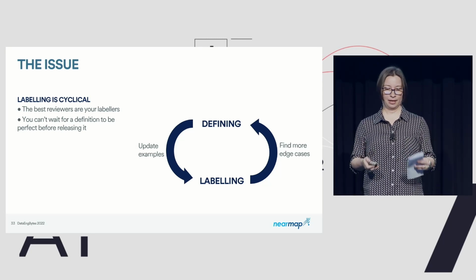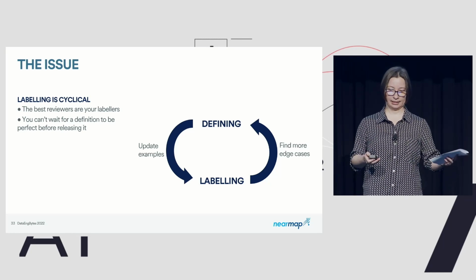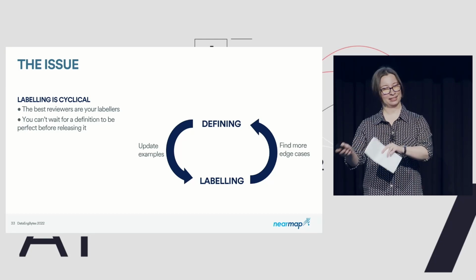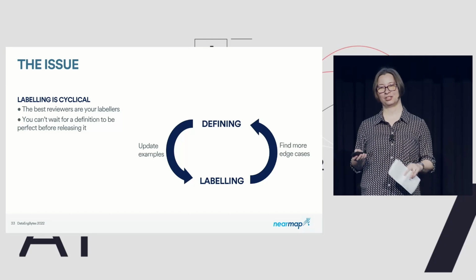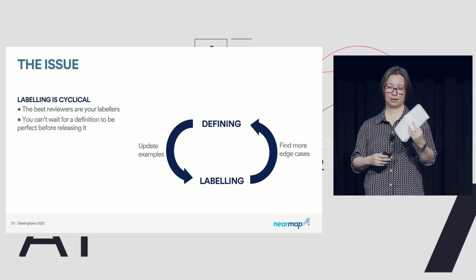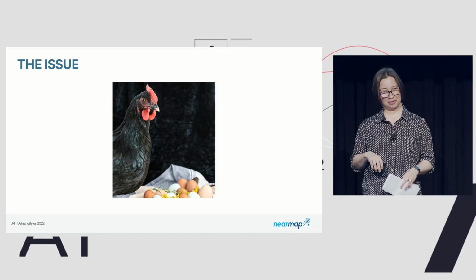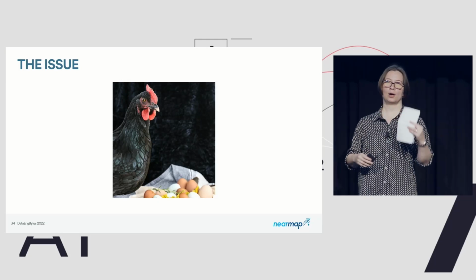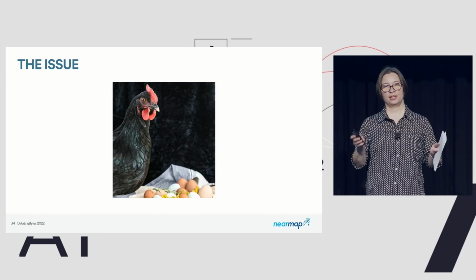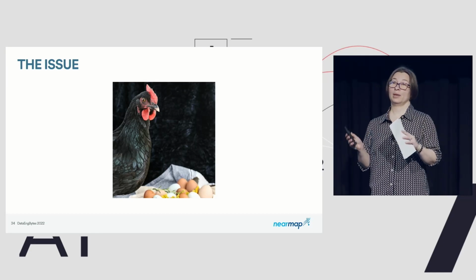And so you can't wait for something to be perfect before releasing it. So we have to think of all the edge cases, then you send it to the labelers, and we guarantee they're going to find you some edge cases you've never even considered. And so it's a very iterative process, and so we needed a way. It's a little bit of a chicken and egg problem. So we needed a way to be able to go through this entire process with the idea that a layer may never make it to production.